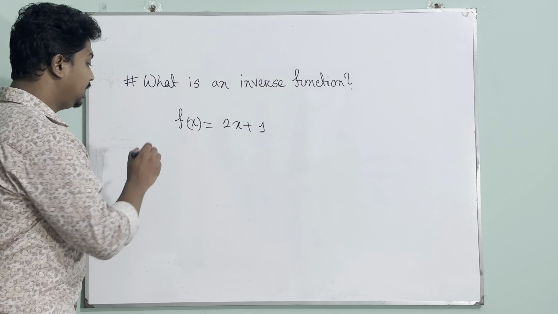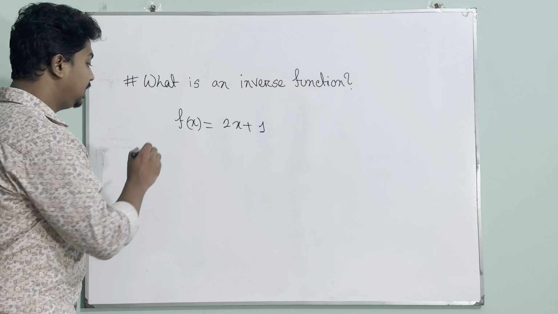That means it's going to subtract 1 from the variable, then divide it. So it's just doing the opposite operation of the main function. What the main function is doing, multiplying the variable by 2 then adding 1, the inverse function is doing exactly the opposite. It's subtracting 1 from the variable, then dividing the whole thing by 2.